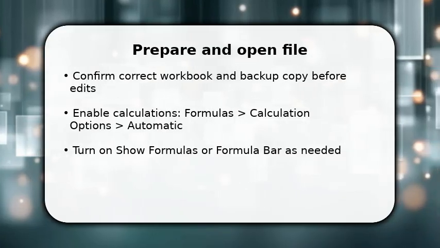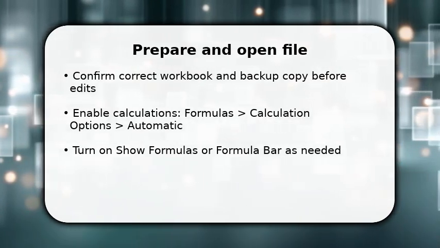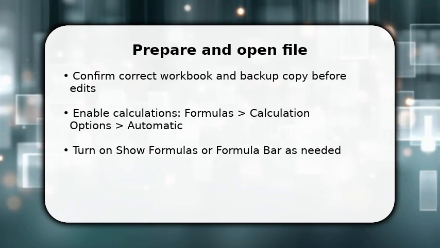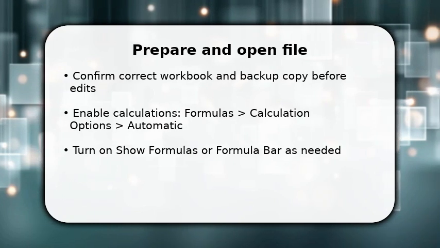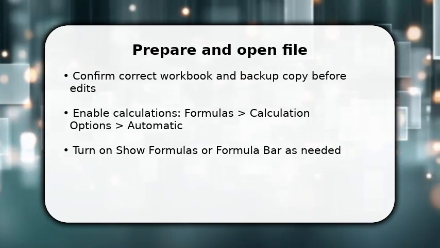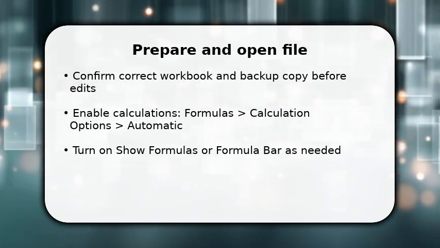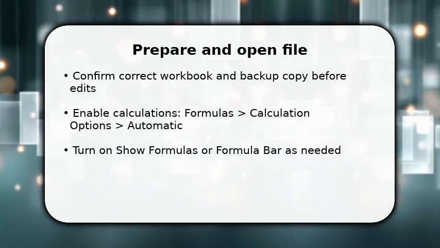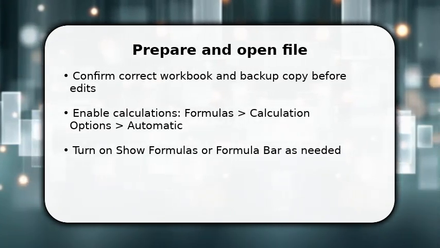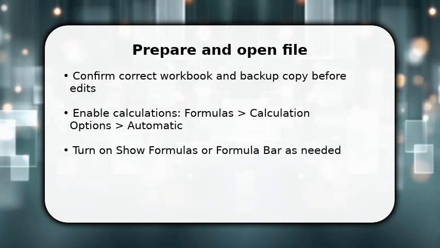You start by confirming the exact workbook and making a quick backup. This prevents mistakes. Once done, enable automatic calculation so formulas update as you work, and show the formula bar to inspect cell logic. Make sure named ranges and data types, text versus number, are correct before building anything complex. These early checks save time and prevent errors later, so you can confidently proceed to structure data and set up the sheets you will use next.